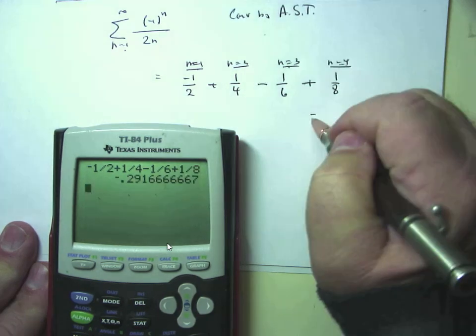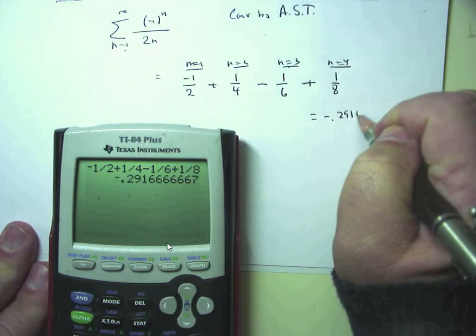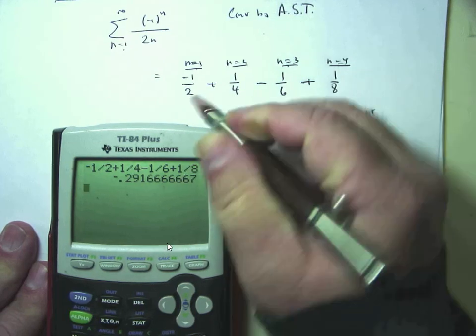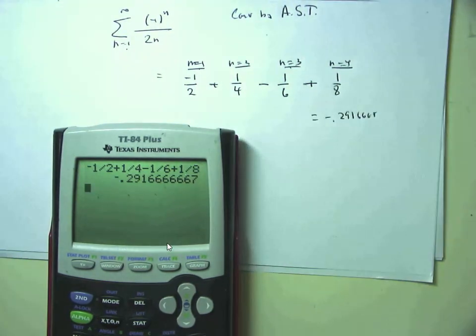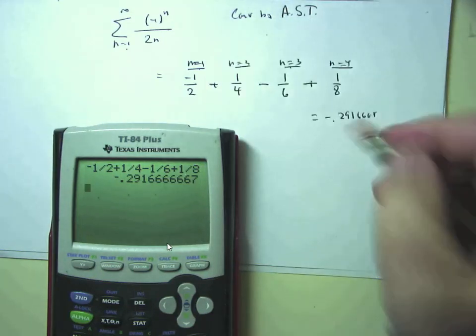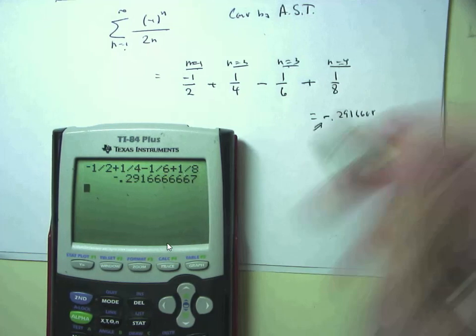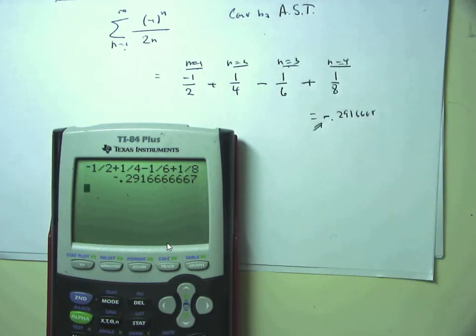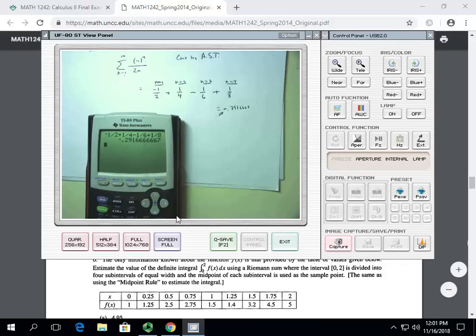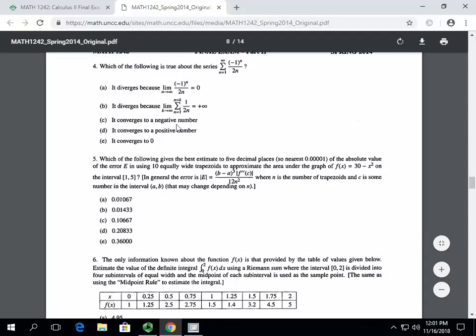And notice I get -0.29166667. It's the sign of the first term, because that's still going to be the biggest term, and then they get smaller on these alternating series. So the sign of the first guy is really going to tell you what it goes to. But I just wanted to show you, what is it going towards? A negative number. So the answer to this problem is it's converging, and it's going to converge to a negative number. The answer is C.